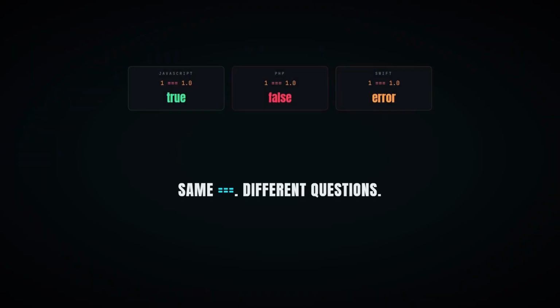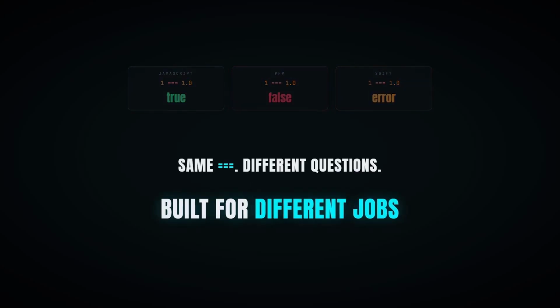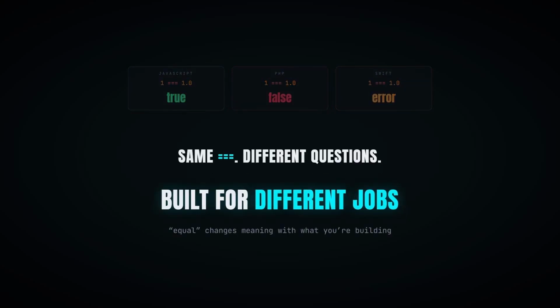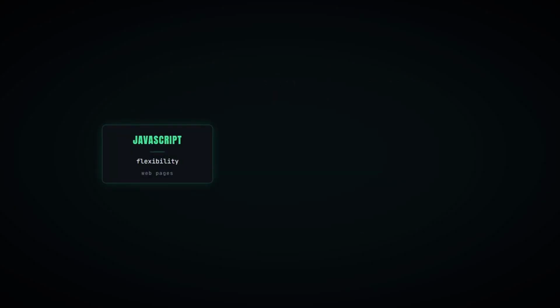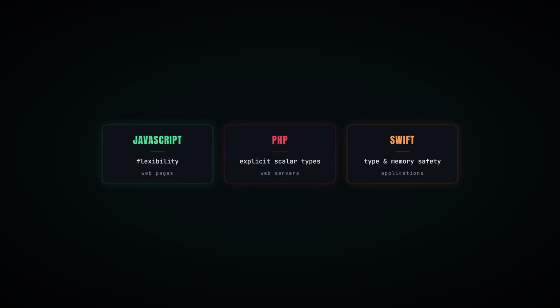So why would 3 languages take the same 3 characters and point them at different questions? Because they were built for different jobs, and equal changes meaning depending on what you're building. JavaScript prioritized flexibility for web pages. PHP prioritized explicit script types for web servers. Swift prioritized strict type safety and memory safety for applications. Other languages made their own trade-offs.